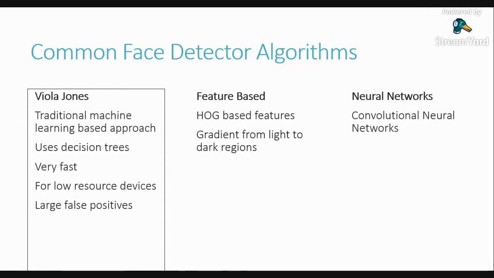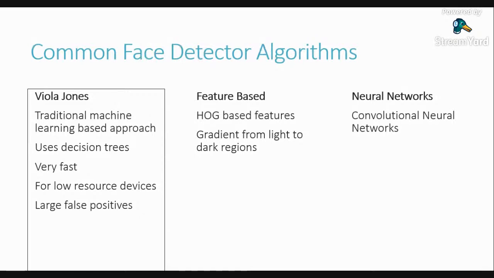There are three commonly used face detector algorithms. One of the most commonly used is Viola-Jones, a traditional machine learning based approach that was used actively and rigorously in many applications a few years back. It is a decision tree based algorithm, and it is very fast. It was designed for low resource devices, so you can run it on your mobile phones or single computers. The disadvantage of this approach is that it has large false positives, which means it is not that accurate.